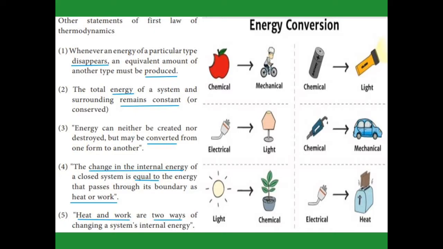And the fourth one, the change in internal energy, which we have already seen in the previous slide. We calculate the internal energy change with the help of heat and work, that is, the energy that passes through the boundary as heat or work. Only that is used to calculate the change in internal energy. So we can change the internal energy by changing the heat and work. So heat and work are the only two forms of energy transfer that change the internal energy of the system.